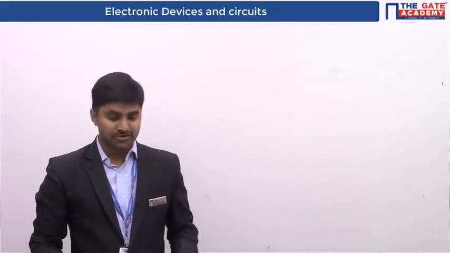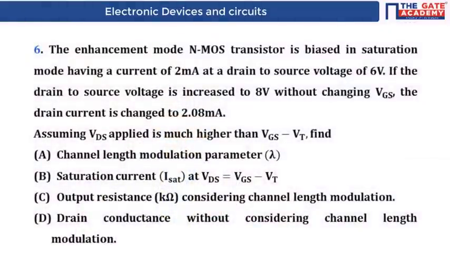So let us go for the 6th question. The enhancement mode NMOS transistor is biased in saturation region, having a current of 2 milliamperes at a drain to source voltage VDS of 6 volts. If the drain to source voltage is increased to 8 volts without changing VGS, then the drain current changes to 2.08 milliamperes.